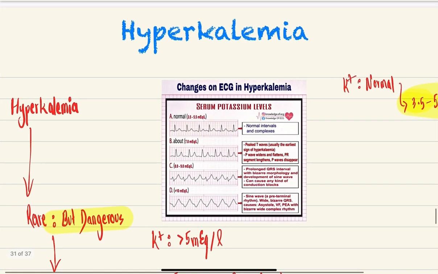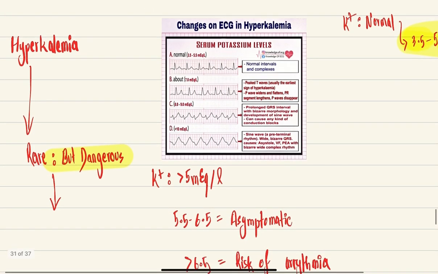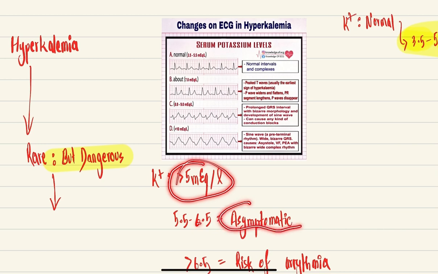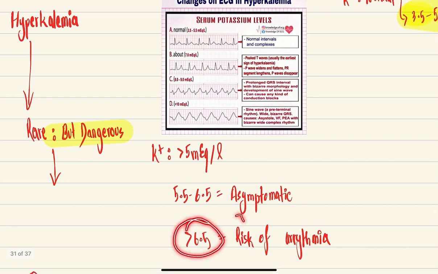It is rare but very dangerous, so we should be concerned about it. More than 5 to 6.5, it is usually asymptomatic. It is only diagnosed on the ECG, but if it is more than 6.5, then there is the risk of arrhythmia, so we should be concerned.